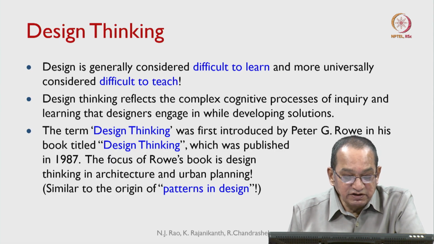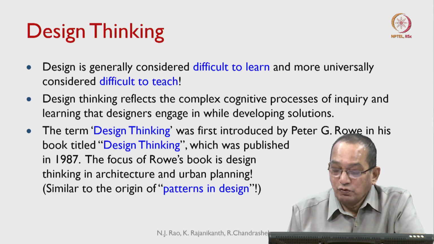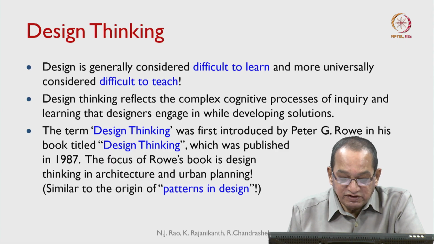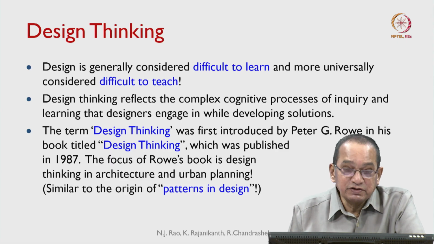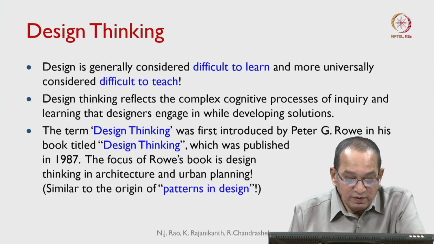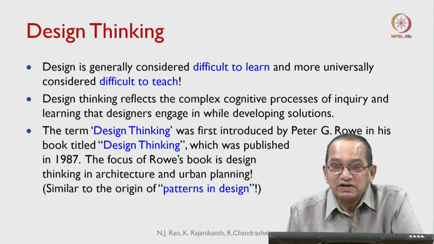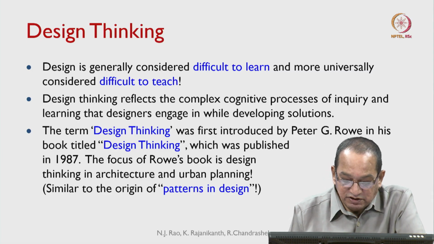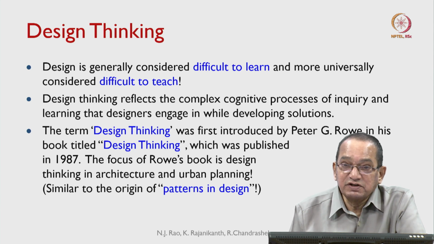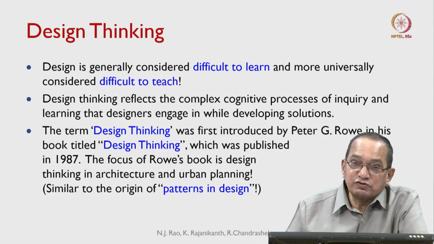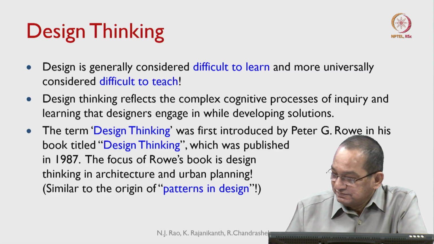The term design thinking was first introduced by Peter J. Rowe in his book titled Design Thinking, which was published way back in 1987. The focus of his book is design thinking in architecture and urban planning, not directly engineering, similar to the origin of patterns in design, which also arose in the context of architecture.